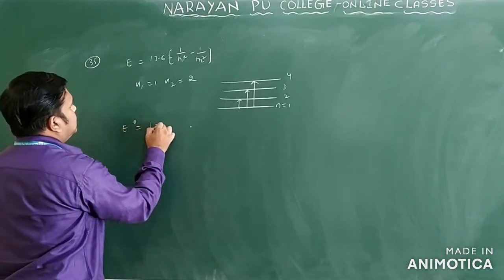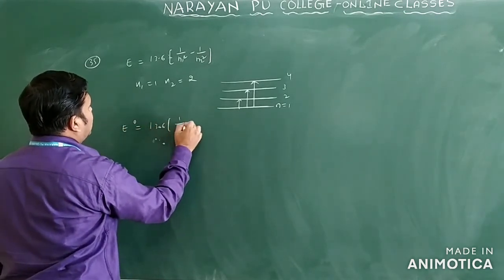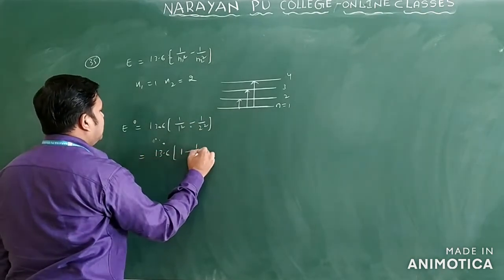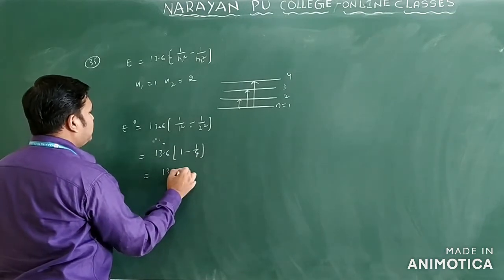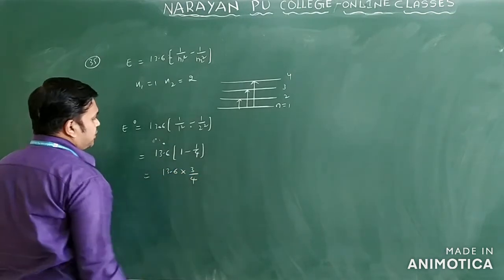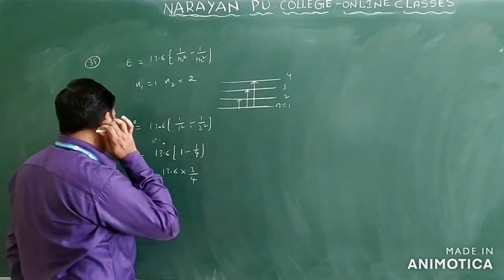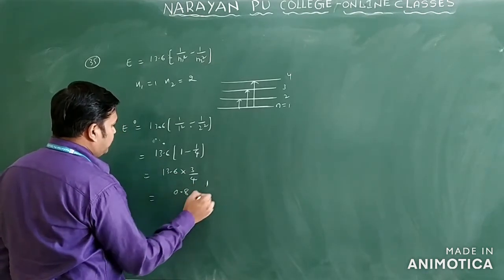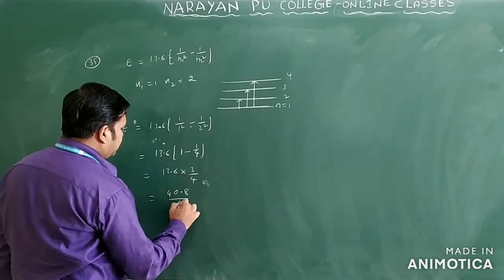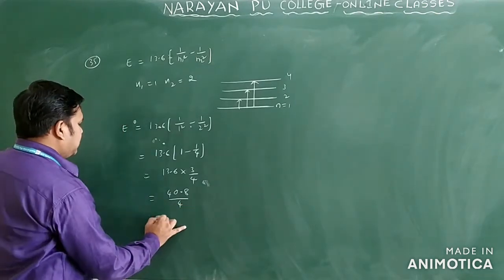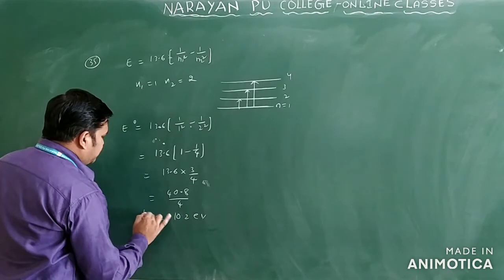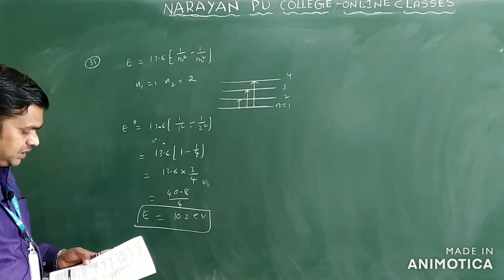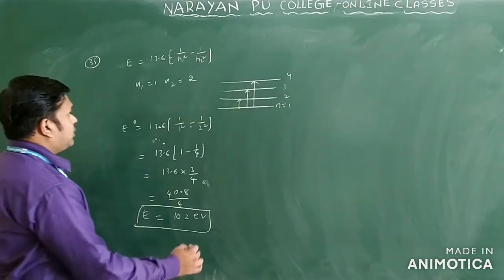Now E is equal to 13.6 into 1 by 1 square minus 1 by 2 square. That is equal to 13.6 into 1 minus 1 by 4, which is 13.6 into 3 by 4. Now 13.6 times 3 is 40.8, divided by 4. So how much do you get approximately? 10.2 electron volts. So for the answer we will get 10.2 electron volts, and we will take option 4 for this question.